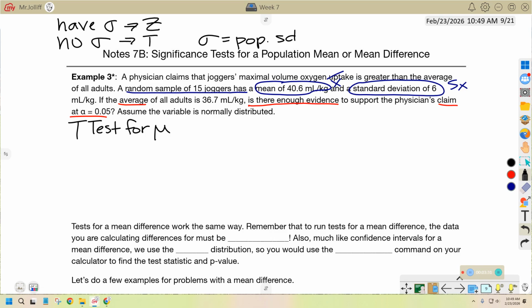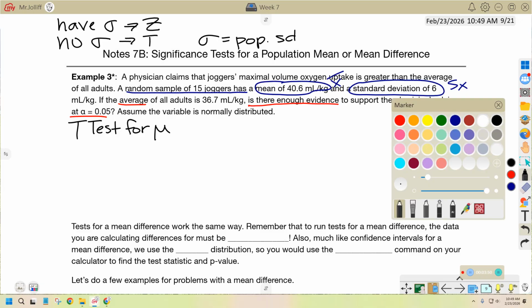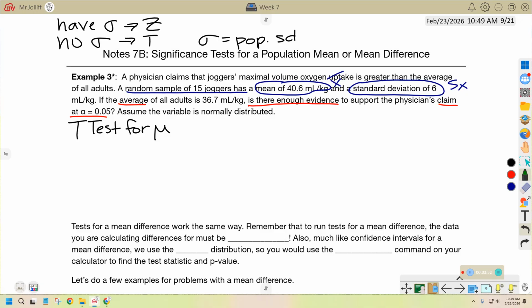Nowhere in that problem do they mention the phrase population standard deviation. The only time I see the phrase standard deviation, it's attached to a sample. So I have an s_x, not a sigma. That's important. Okay, so they gave us sample values. They gave us one more thing, which is this here, the average for all adults. That's our population claim, all adults. So that's the number that's going to show up in our hypotheses.